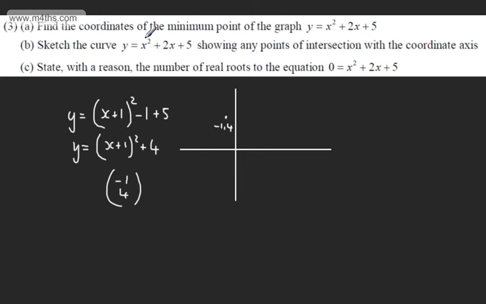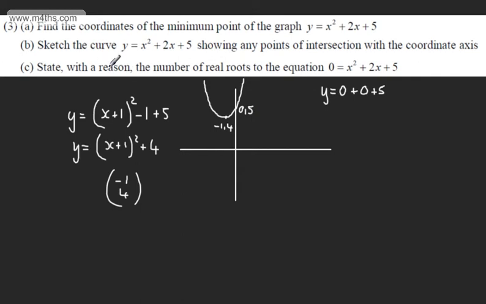In part B, we need to sketch the curve y is equal to x squared plus 2x plus 5, showing any points of intersection with the coordinate axes. So we've got a standard parabola, it's a positive parabola, so it'll open upwards. That's our minimum point. We will come round through the y-axis, and we will be symmetric about the line x is equal to minus 1. We need this point of intersection, where x is equal to 0, so y will be equal to 0 squared plus 2 lots of 0 plus the 5, so this point is going to be 0, 5. So that's the sketch of the curve.